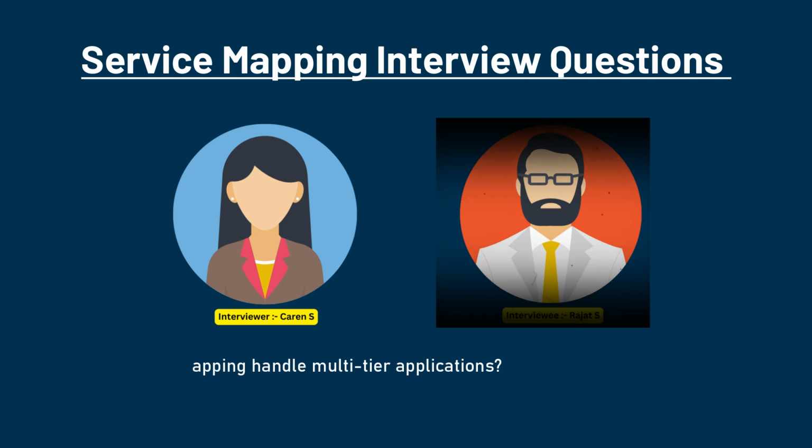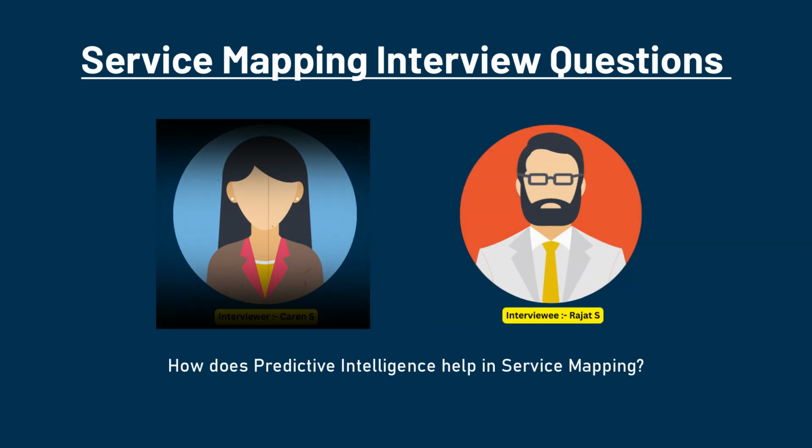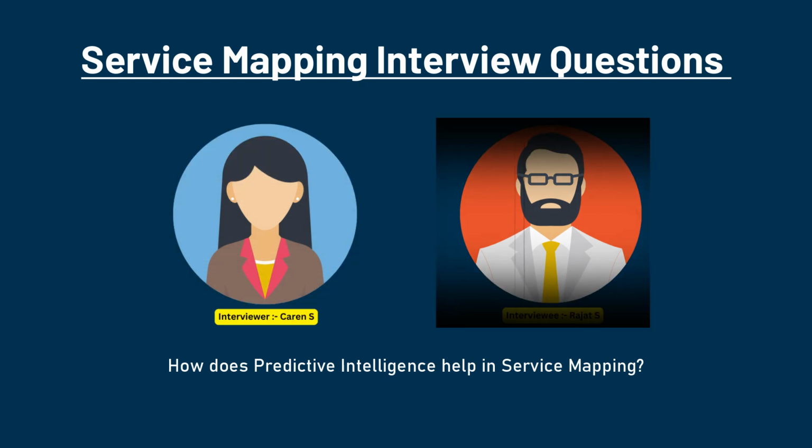Yes, you are right. How does predictive intelligence help in service mapping? So predictive intelligence helps suggest likely downstream CIs and connections by analyzing historical mapping data. You can manually accept or reject these suggestions. You have this option. And this particular service is especially useful when some pattern fails, but the system still sees potential relationships based on the past mapping. So in this way, we can use predictive intelligence.